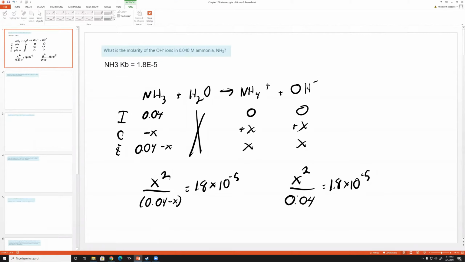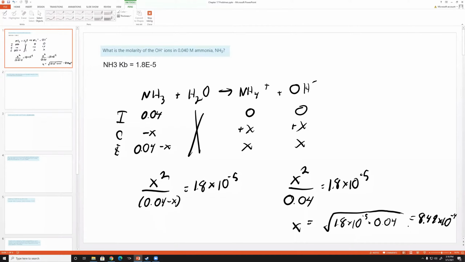So we're going to get rid of that X; we're going to say it's negligible for now. We multiply by 0.04, and X is going to equal the square root of 1.8 times 10 to the negative fifth times 0.04, which equals 8.49 times 10 to the negative fourth. So that's going to be X. Now, X corresponds to our hydroxide concentration, so that's going to be the answer for this question. What is the molarity of the hydroxide ions? The answer is 8.49 times 10 to the negative fourth molarity.